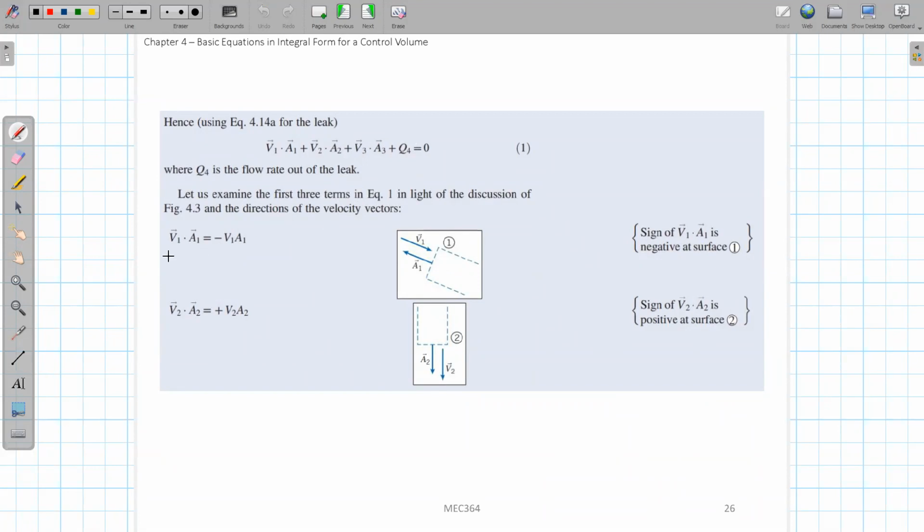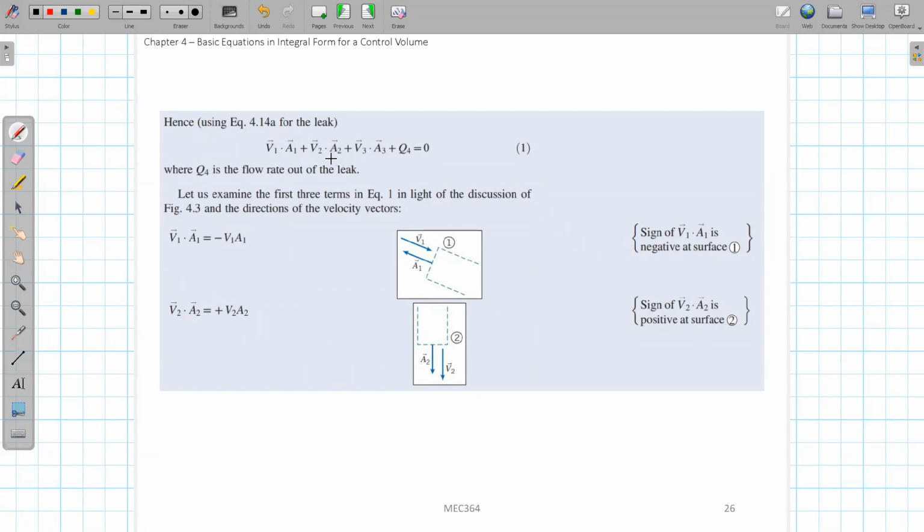First, let's take a look at the inlet part, V1 times A1. Looking at the inlet location, A1 is the cross-sectional area of the inlet, and its direction is always toward the outside. So at this inlet it points in this direction, while the velocity, because it's an inlet flow, goes in the opposite direction. The area vector and the velocity vector are opposite to each other. So when you do this dot product, you simply get minus V1 times A1. So for the inlet at location 1, the result is minus V1 times A1.